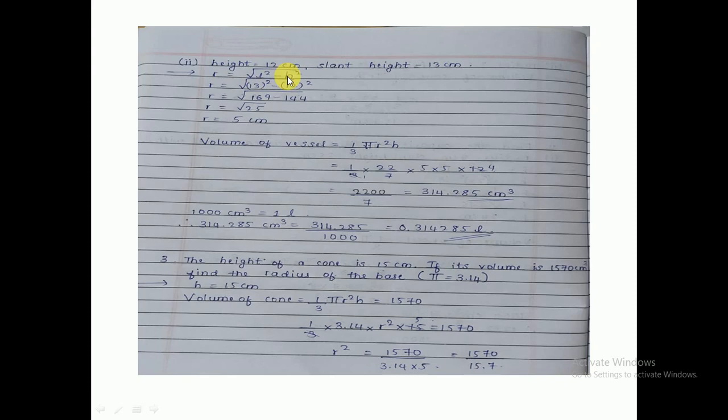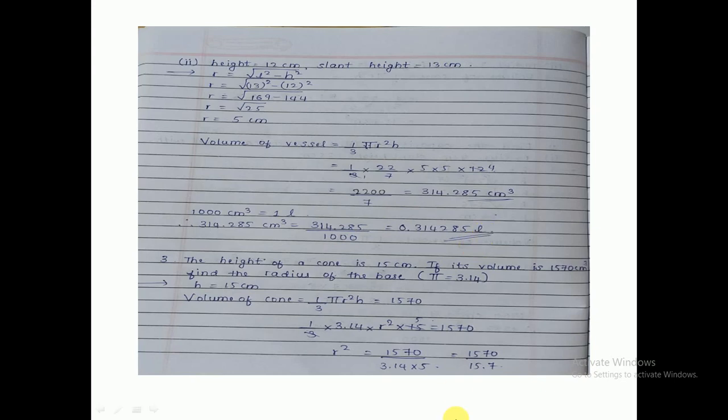These concepts we discussed in the earlier video, the beginning video. Okay. So r is equal to square root of 13 square minus 12 square, that is 169 minus 144, root of 25, that is 5. Radius we got 5. Then again volume of the vessel is 1 by 3 pi r square h. So then here calculation 2200 by 7, then 314.285 centimeter cube we got. Then divided by 1000, we will get the answer in liter. Got the idea of this problem now?